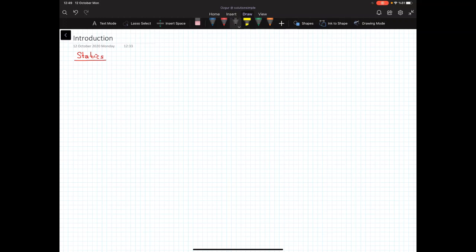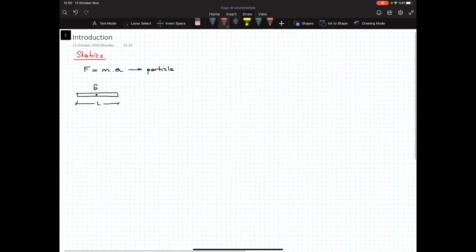Our starting point in statics is actually the equation of motion, the very simple equation. Force is equal to mass times acceleration. And this is for a particle. It is a point-like structure, so when you apply a force, it just moves. But when I add another dimension, not a zero-dimensional member, but a one-dimensional member, and our dimension has a length, and let's say that this is the center of gravity, and I apply a force like that.